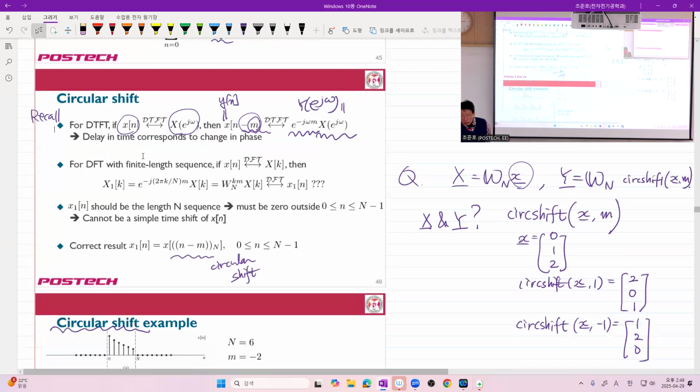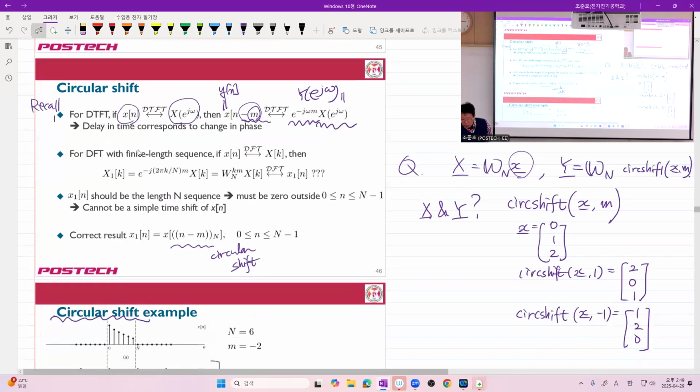What if you just downshift this vector by 1 without circular downshift? You may have 0, 0, 1. Got it? So the downshifted ones are out. We don't consider that one. Okay? We consider circular downshift like this. Got it? Actually, this is circular upshift by 1, but anyway. So the result is very simple.